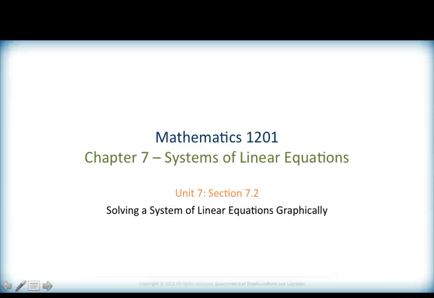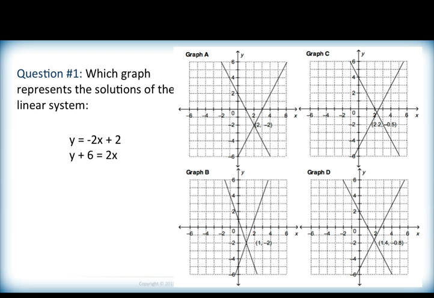In this lesson, we will cover questions from Unit 7, Section 7.2, Solving a System of Linear Equations Graphically. Question 1. Which graph represents the solutions of the linear system y equals negative 2x plus 2 and y plus 6 equals 2x?